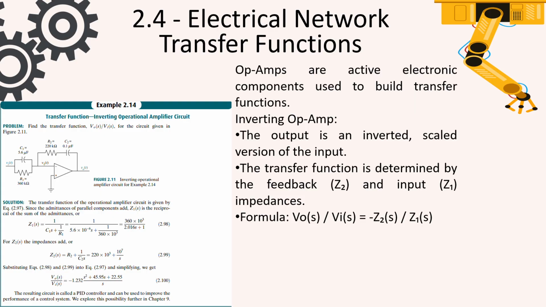This specific circuit is an example of a PID controller, a crucial component in many control systems. As we see here, we use Z1 equal to 1 over Cs plus 1 over R, which is the summation to sum the circuit, and then Z2 equal to R2 plus 1 over Cs2, which is in series. So the final is V output over V input.